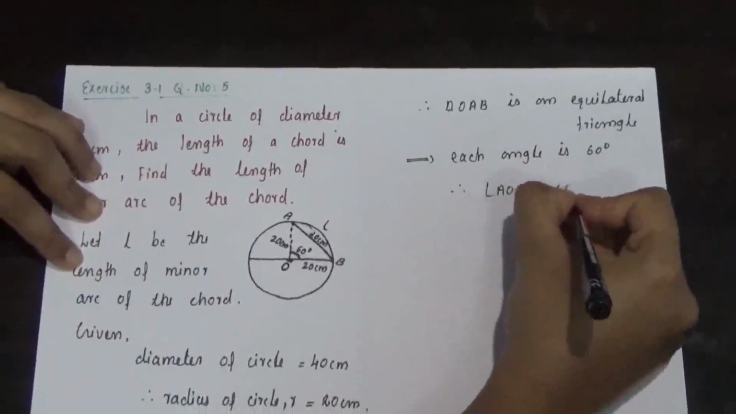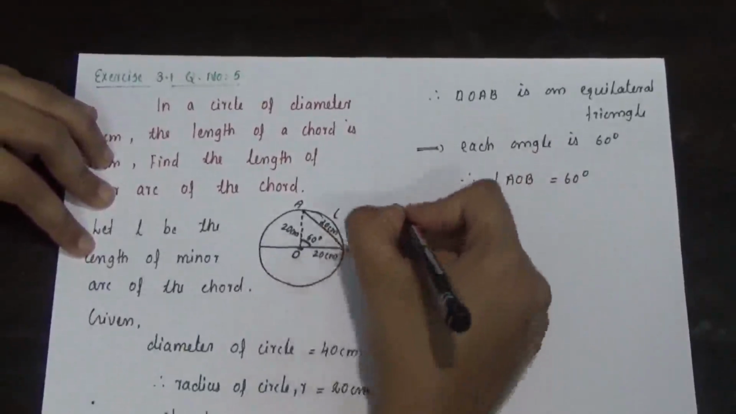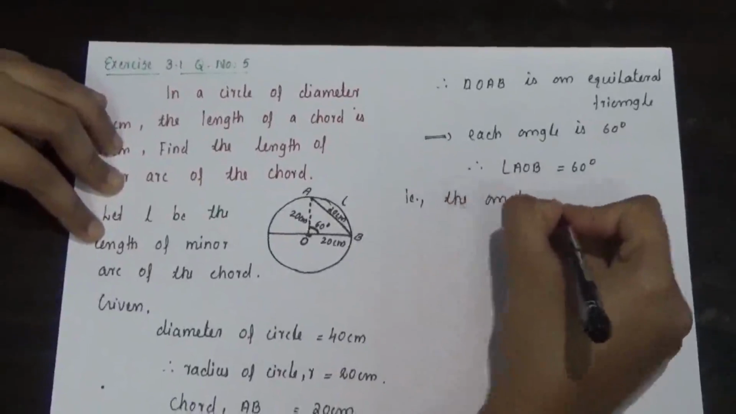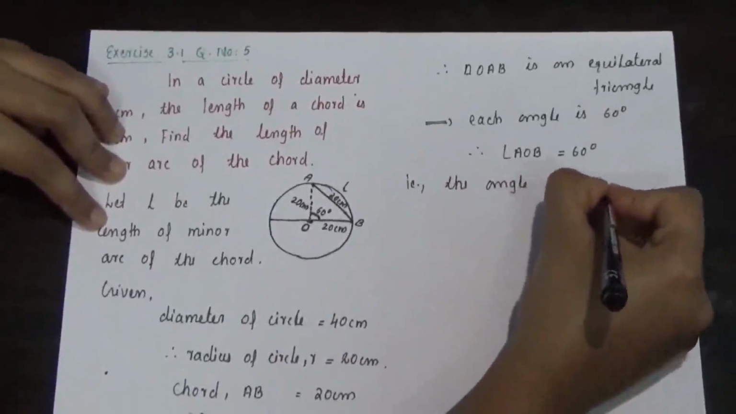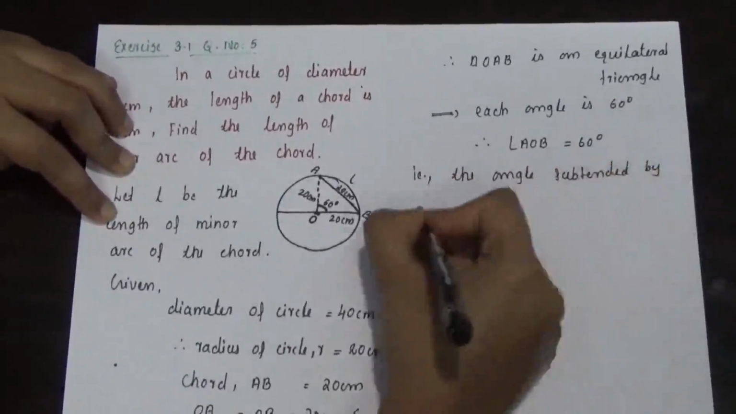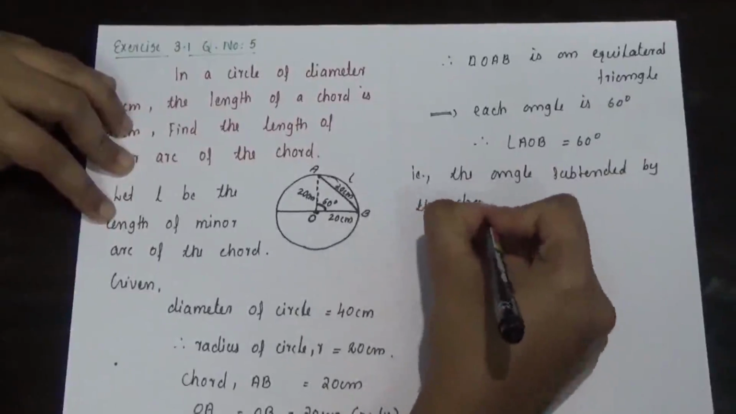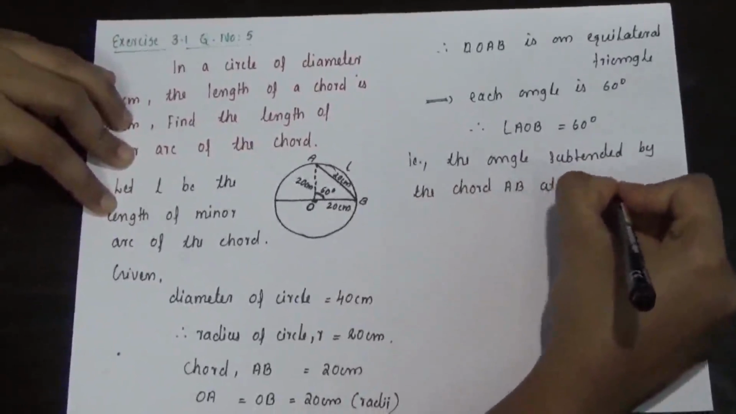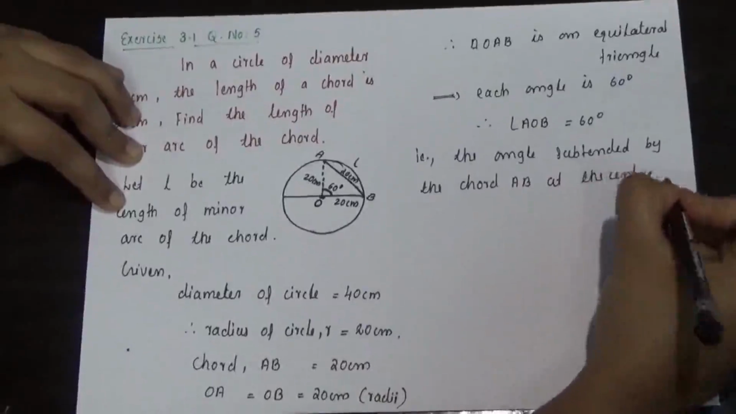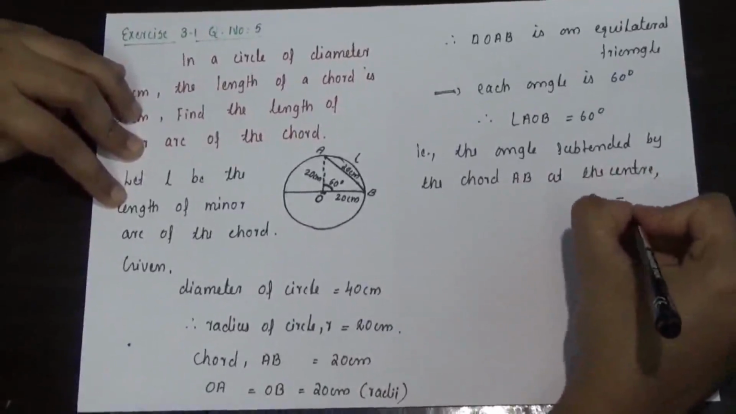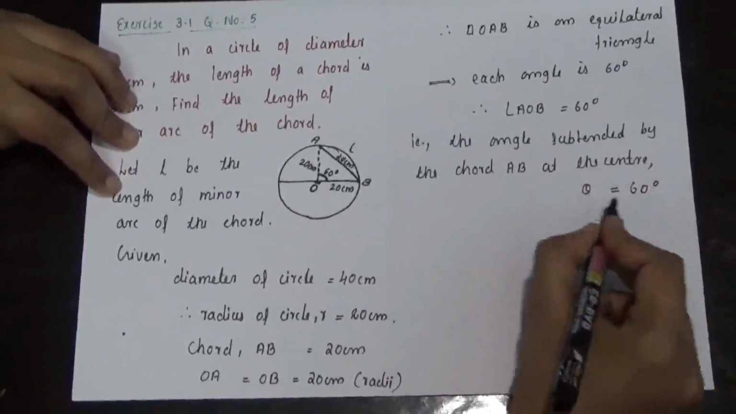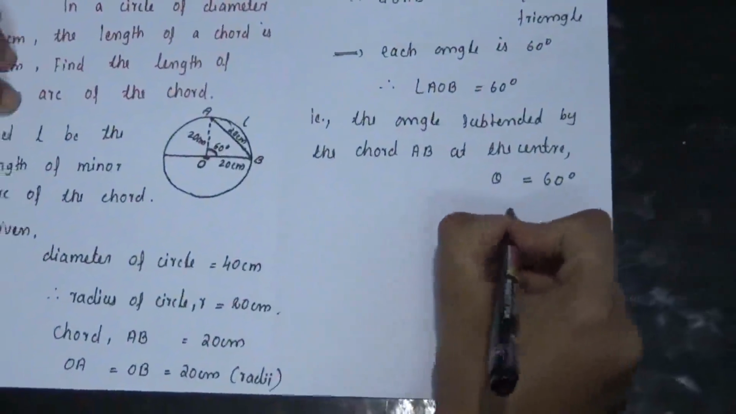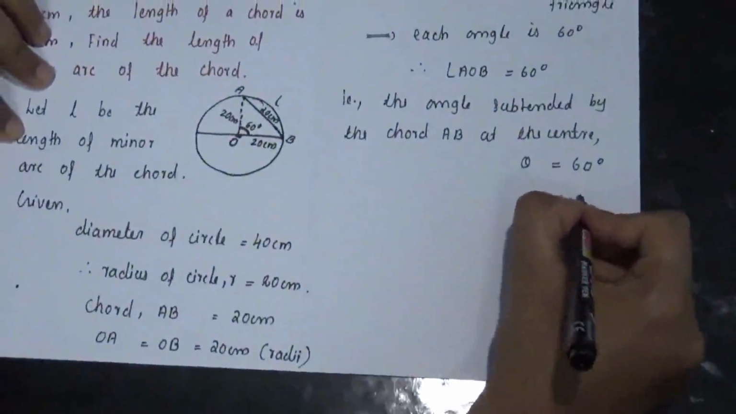What is this angle AOB? That is the angle subtended by the chord AB at the center. So we denote that by theta, that is equal to 60 degree. Here we have to write the angle measure in radians. So theta is equal to 60 degree. 60 degree is pi by 3 radian.